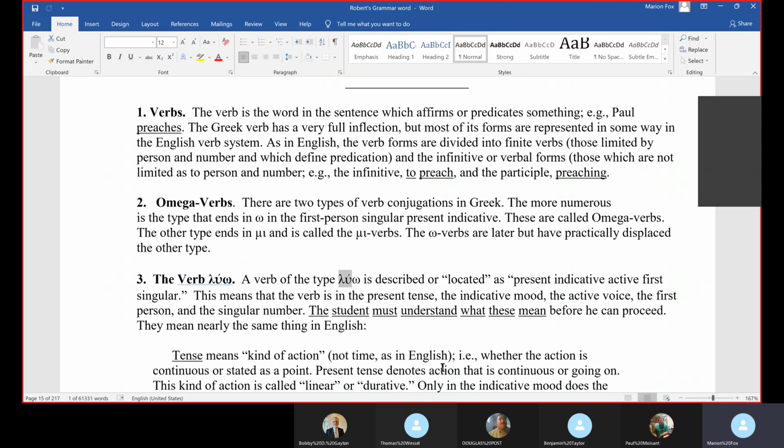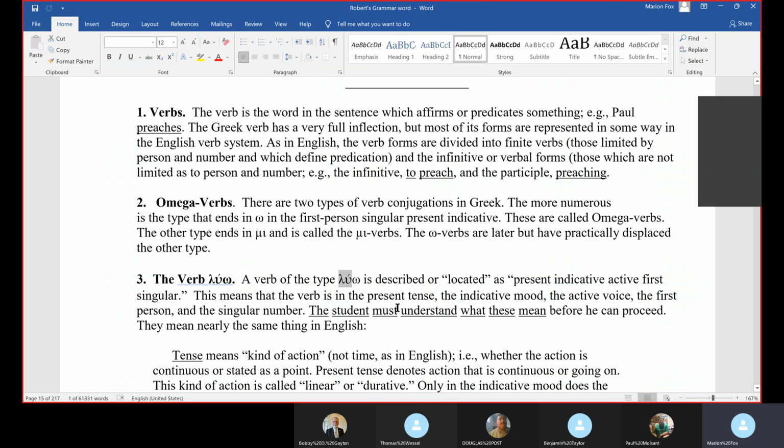So we have a verb, a stem, and an ending, an inflected ending. And so the verb of the type luo is described and located as present indicative, active voice, first person, singular in number. This means the verb is in the present tense. We'll see what that means.